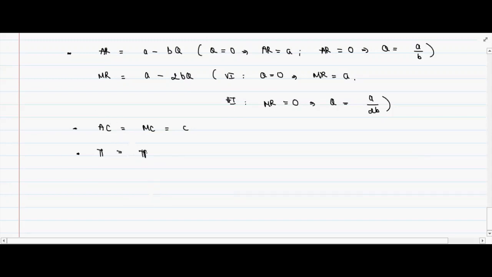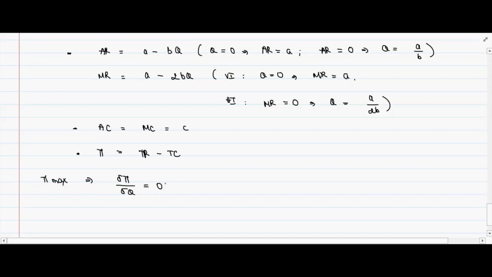Alright, and in order to find a point that is maximizing the profit, if you remember, we differentiate the profit function with respect to Q and make that equal to 0, which is the first order condition for the profit max.